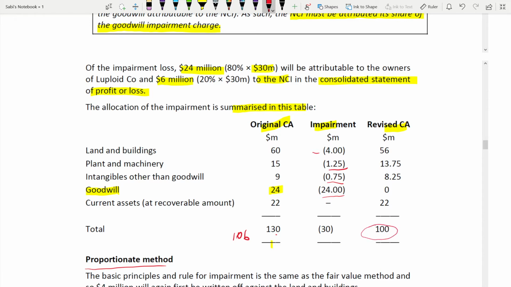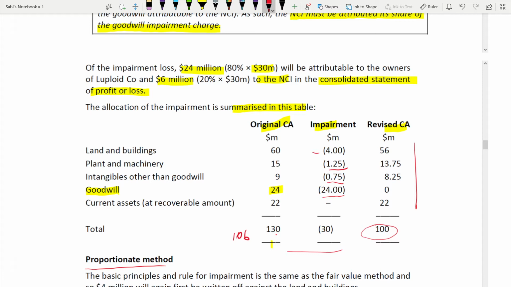This is the recoverable amount, right? Isn't it the recoverable amount? Recoverable one has to be 100. From both sides, okay? From this side also 130 minus 30, and from this side also. From down also, from across also, it has to be 100. If it's not 100, something is wrong.